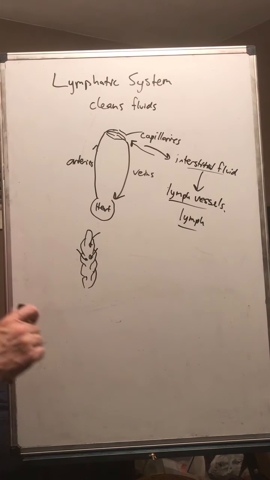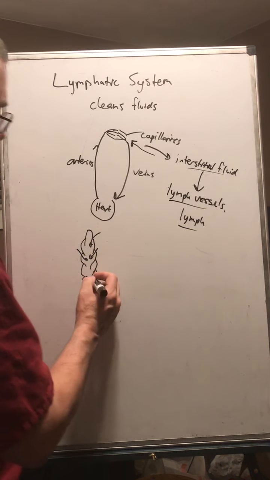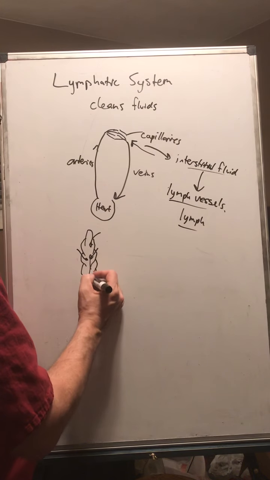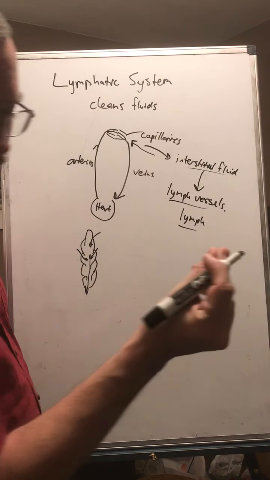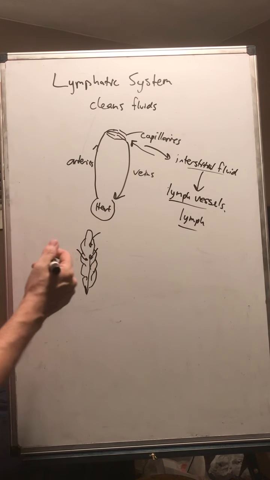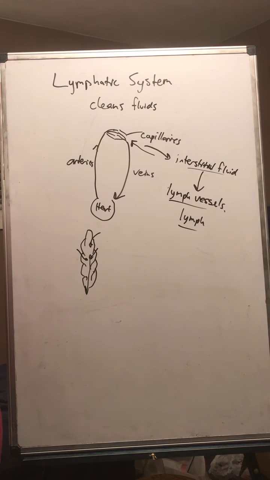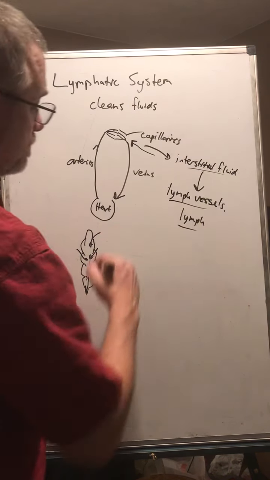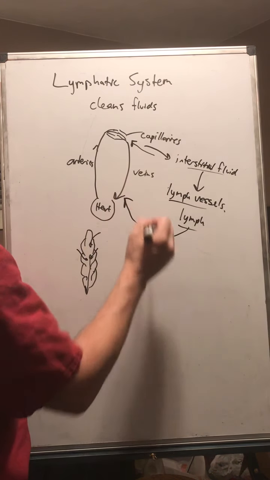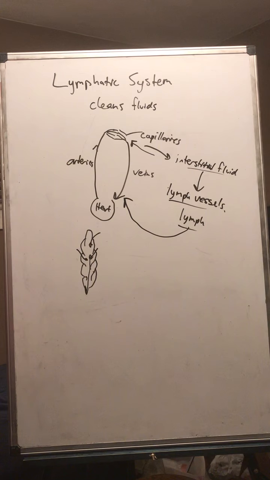Now, the lymph system does not have a heart or anything to pump it, but it has little backflow valves so that it can only travel one way. If it tries to go the other way, these valves shut off and won't let it go back. What actually pumps it is that these lymph vessels run alongside muscles in your body. So as you move, you pump that lymph through your body. Eventually that lymph is dumped back into the circulatory system.